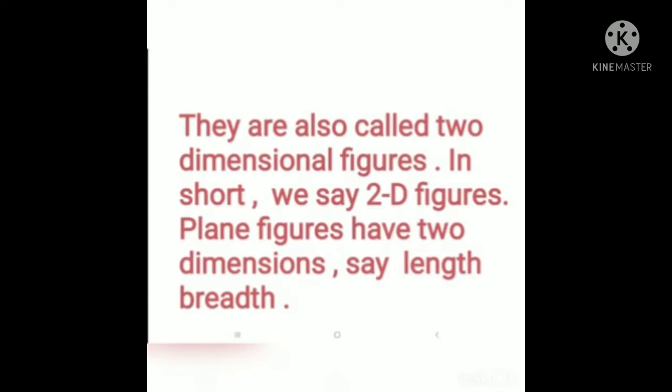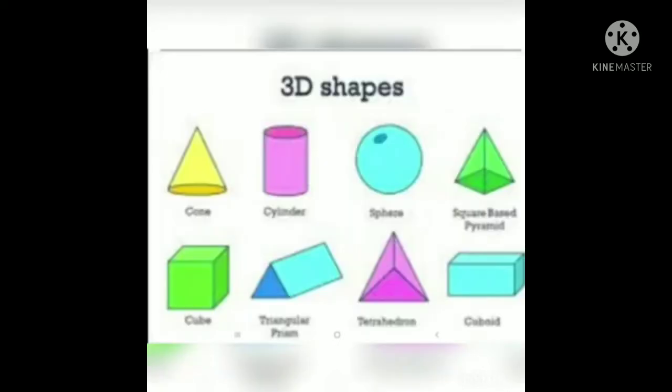So, what will be solid figures? Yes, 3D figures. These are 3D shapes. Which are they? Cone, cylinder, sphere, square based pyramid, cube, triangular prism, tetrahedron. Tetrahedron means triangular pyramid. Then cuboid. So, these are some examples of solid shapes.